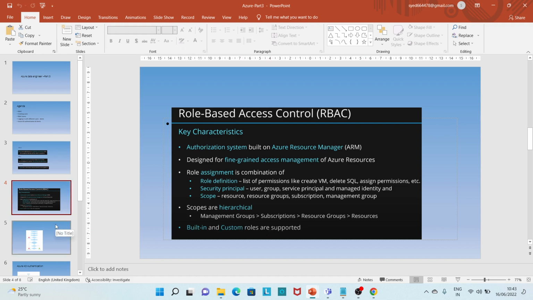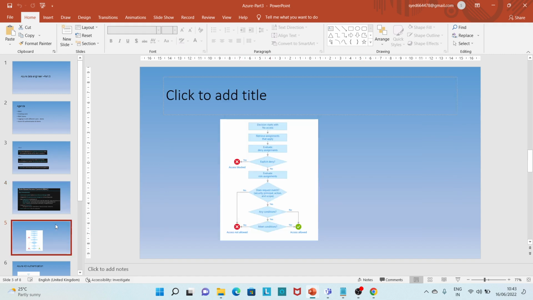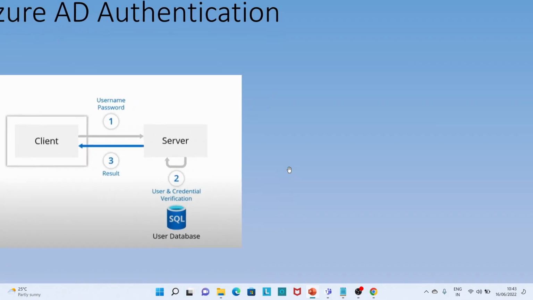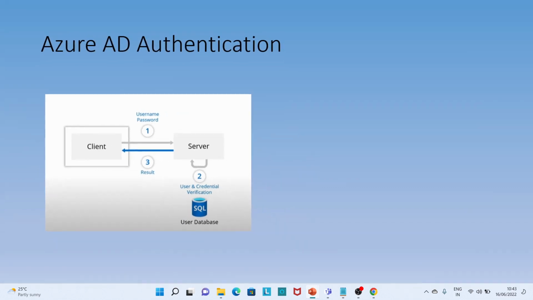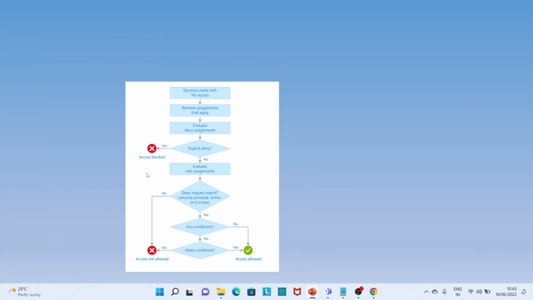All right. So let's see how the process flow happens in an RBAC. Let me enlarge the screen. If you look at this flow chart, the RBAC flow happens in this way.